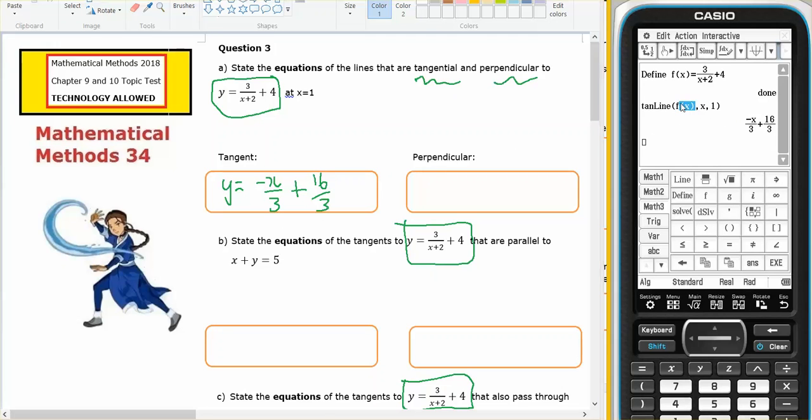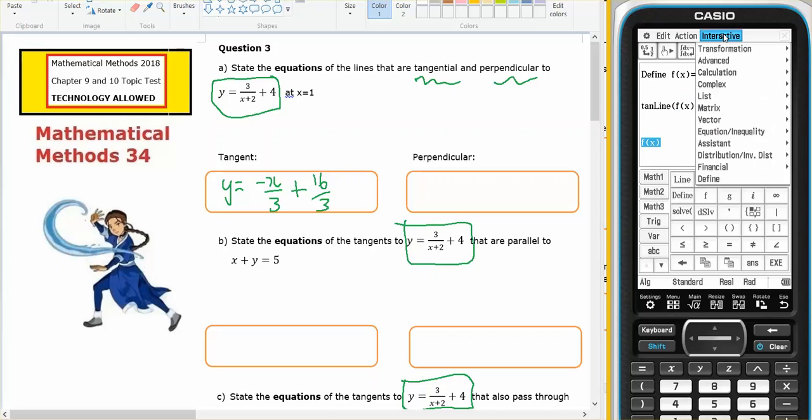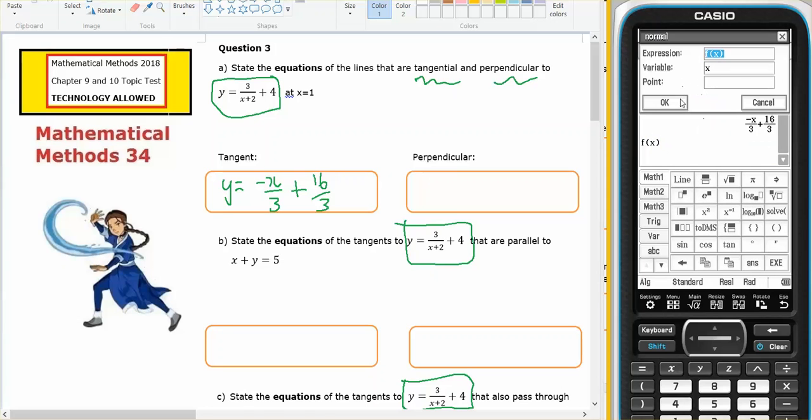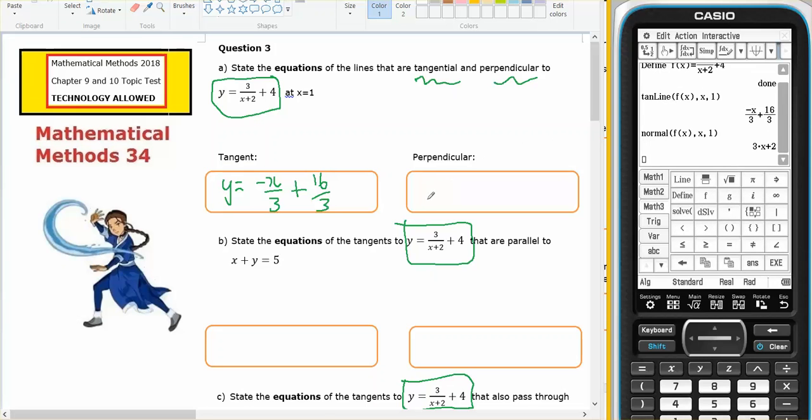And the second part of the question said find the perpendicular. So interactive, calculation, line, normal at x equals 1. Okay, and I get y equals 3x plus 2. Noting that my gradient is 3 and this gradient's negative 1/3, so pretty happy about that.